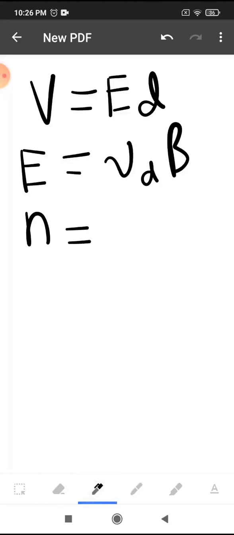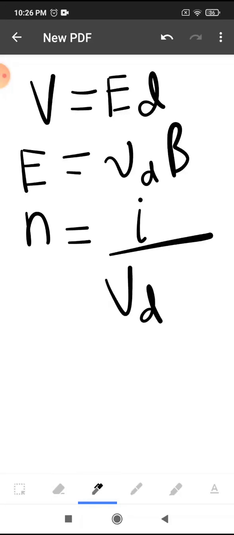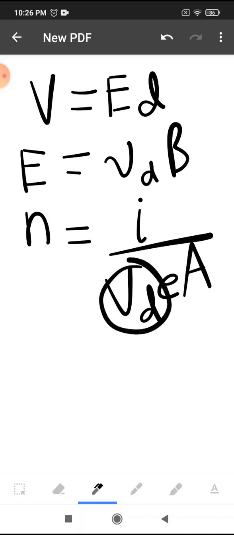This is the meaning of number density of electrons. So we can write that N as I by the drift speed times the charge on the electron times the cross sectional area of that conducting strip we have taken in that magnetic field. So what are we arriving at? We can replace this V with electric field times the depth, and we can replace the electric field itself by this expression. So we are arriving at this particular result.